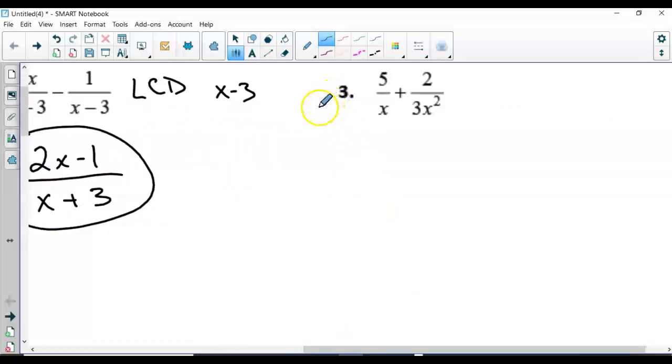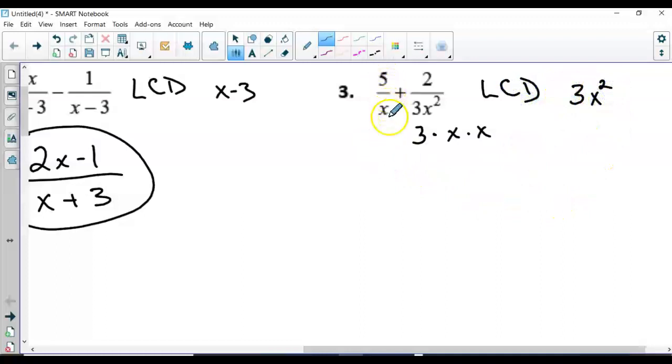Now, looking at number 3, we have to find our LCD. So we need to factor, or have our factors for our denominator. So this one's x. This is 3 times x times x. So both of our denominators need to have the same thing. So they both have to have a 3, and they both have to be x squared, because that will be our LCD. So our LCD is 3x squared.